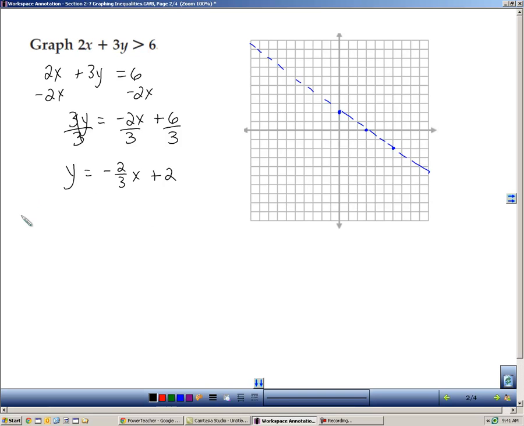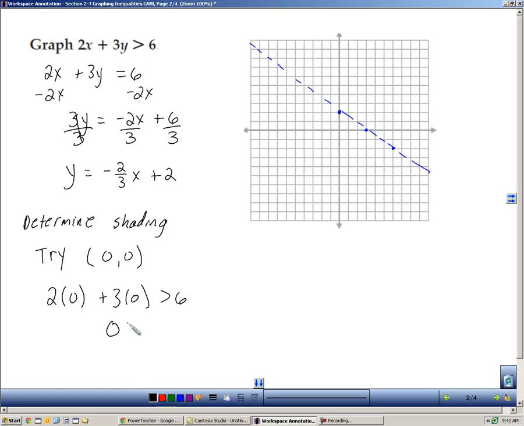Now the last thing to do is to determine shading. The way you do that is you try a point that's on the left side of the line or a point that's on the right side. You can pick any point you want. I always like to pick (0, 0) if I can, because I think it's the easiest point. (0, 0) is right here, and I'm going to plug it back into the original inequality. 2 times 0 plus 3 times 0 is greater than 6, which means 0 is greater than 6. Now, is that a true or false statement? Certainly it's false. 0 is not greater than 6, which means the (0, 0) point is on the bad side. It's on the false side.